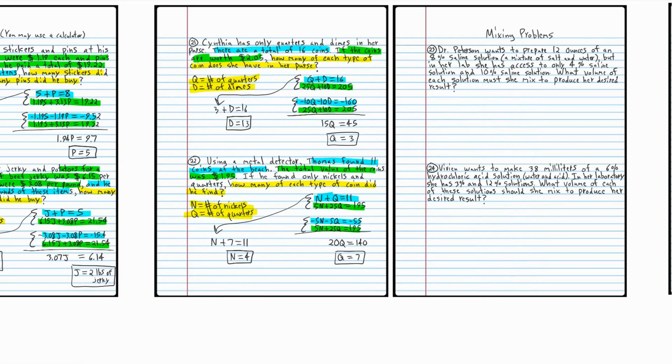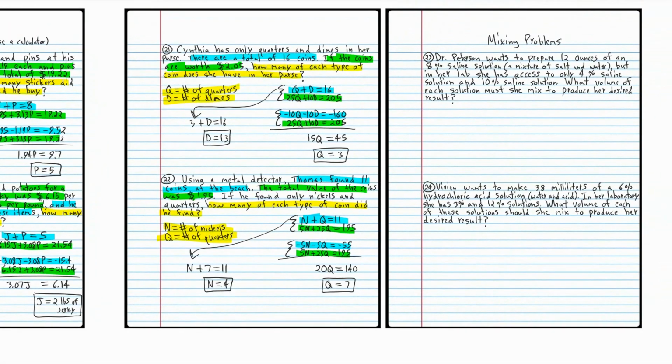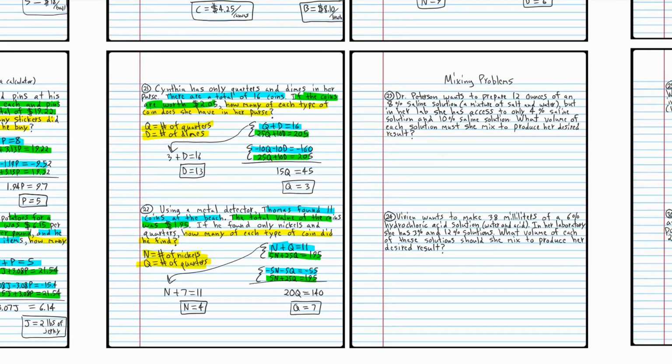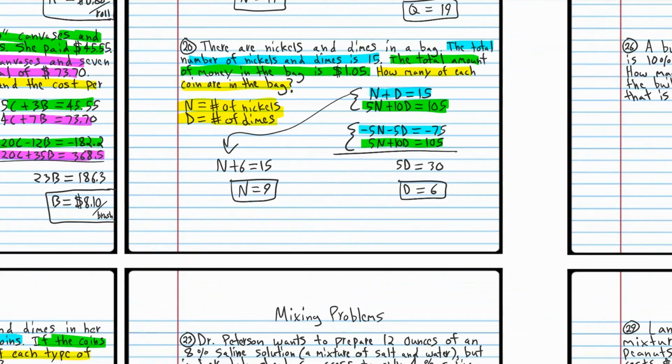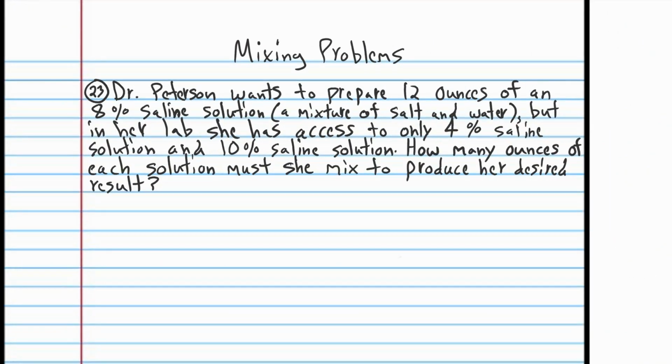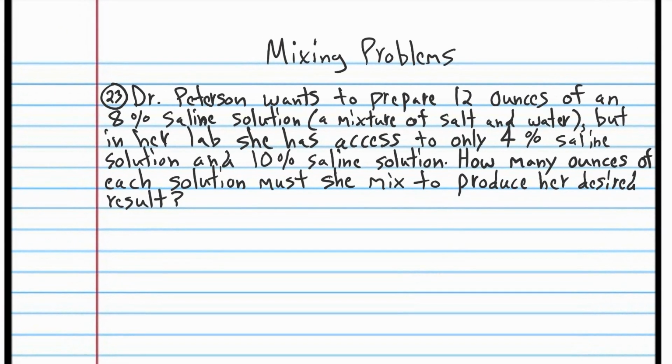Again, in those problems, we were just looking for numbers of things, numbers of coins. All right, the last problems we're going to do today are called mixing problems. Dr. Peterson wants to prepare 12 ounces of an 8% saline solution, a mixture of salt and water, but in her lab she has access to only 4% saline solution and 10% saline solution. How many ounces of each solution must she mix to produce her desired result?